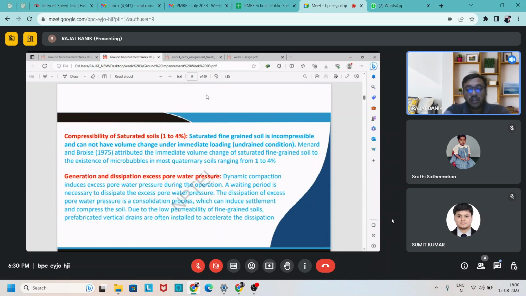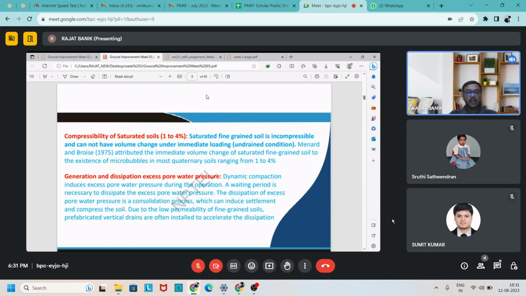That means it induces settlement and compresses the soil. Due to the low permeability of fine-grained soil, prefabricated vertical drains are often also used. Actually, prefabricated vertical drains are used to increase the drainage path and accelerate the dissipation of the excess pore water pressure, which was already discussed in previous lectures.